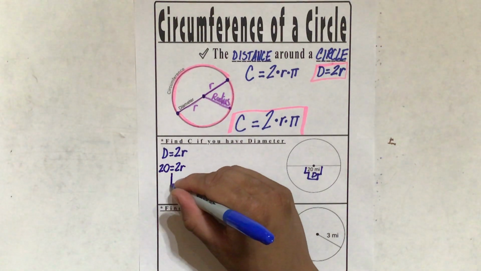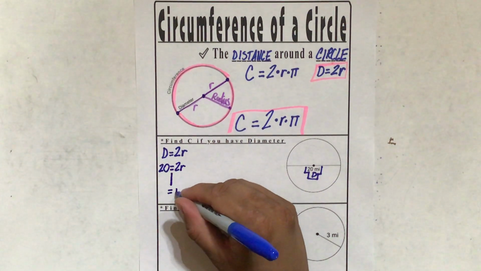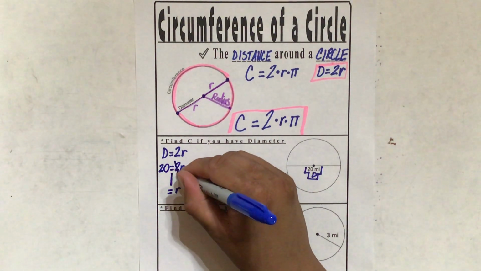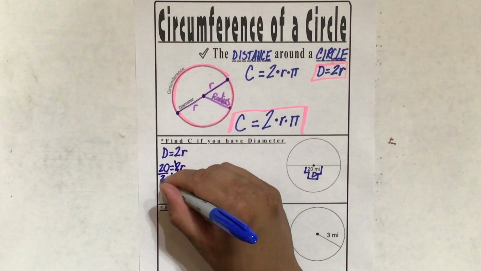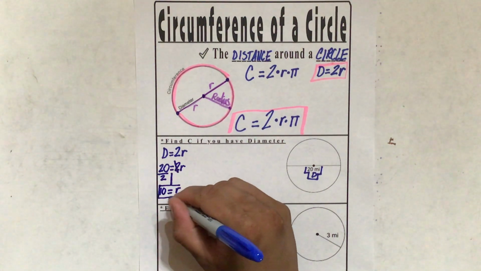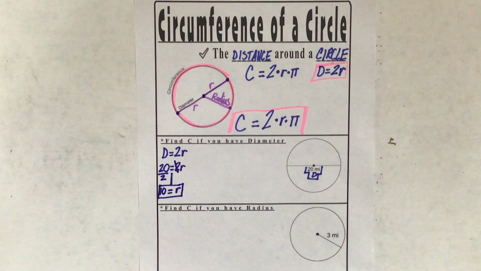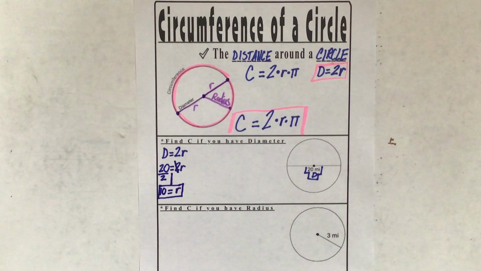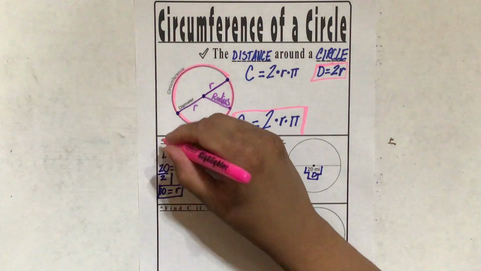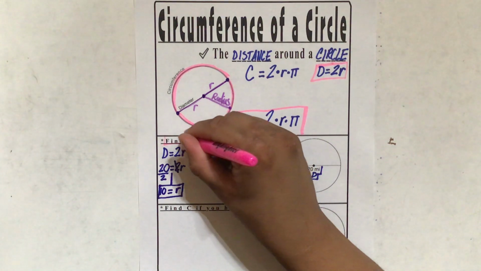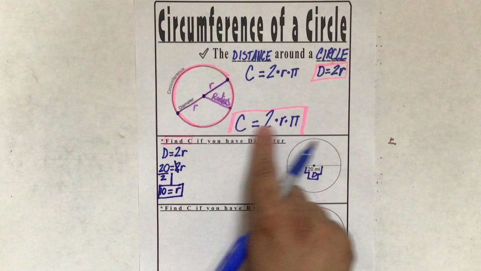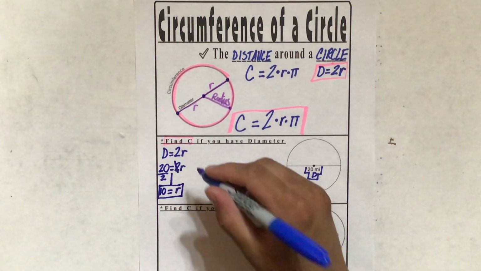Well, how do I solve for r here? How do I get r by itself? Well, this says 2 times r, so the opposite of multiplying is dividing. 20 divided by 2 is 10. So look at that. 10 is equal to r. R is the radius. But look what this says here. Find C. We need to find C. Well, how do we find C? The formula is right there.